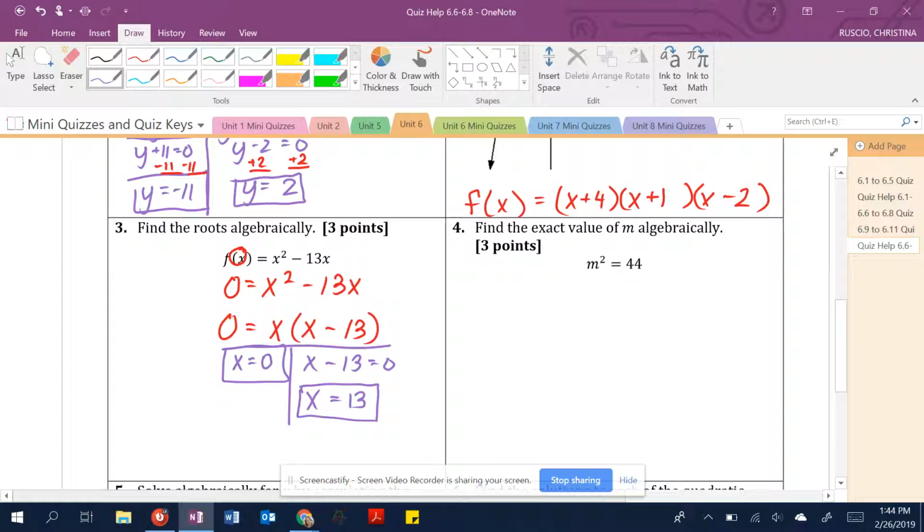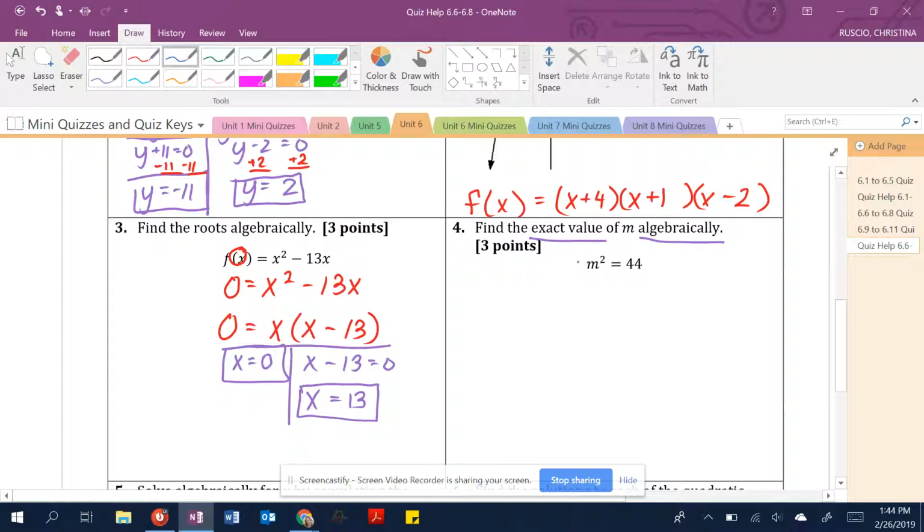Okay, number 4, find the exact value of m algebraically. The directions are kind of, actually, I probably will change these before you take the quiz, or before I even give you this worksheet. But finding the exact value of m algebraically says a couple things to me. As soon as it's saying find an exact value, I think that square roots are going to be involved, because when you find the exact value of something, that means you cannot round.